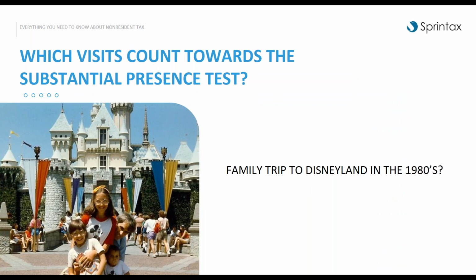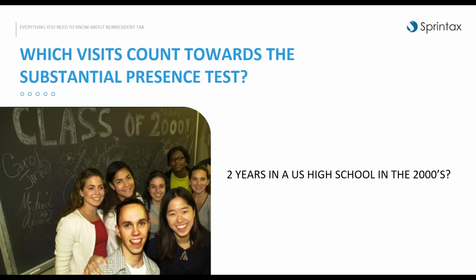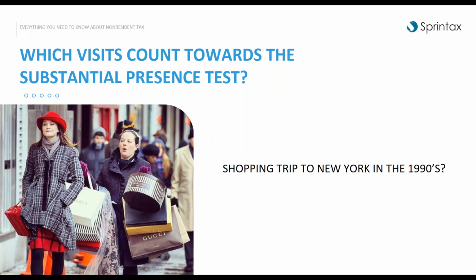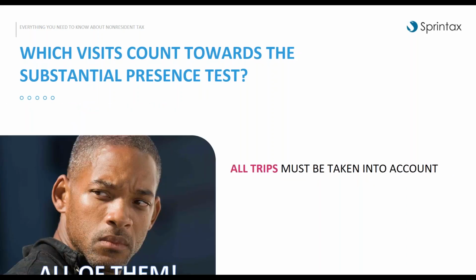So in terms of the days that actually count towards the substantial presence test, we have a couple of examples here. We have a family trip to Disneyland in the 1980s. We have 2 years in a US high school in the 2000s. We have a shopping trip to New York in the 1990s. And you're probably wondering, well, why are all these relevant? That was a long time ago. The answer is that when you're on the Sprintax website, you do need to enter all of your entry and exit dates. All trips must be taken into account, and they may all be relevant. So we do ask you for all of your entry and exit dates.